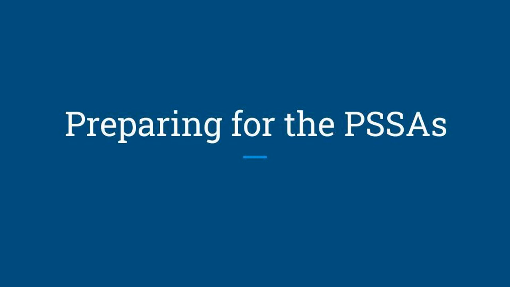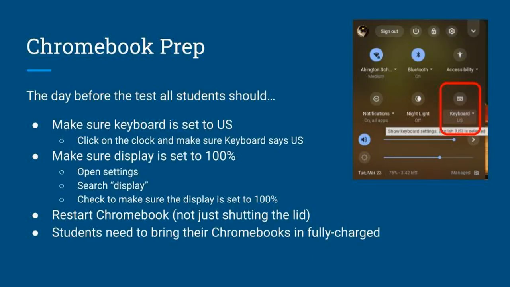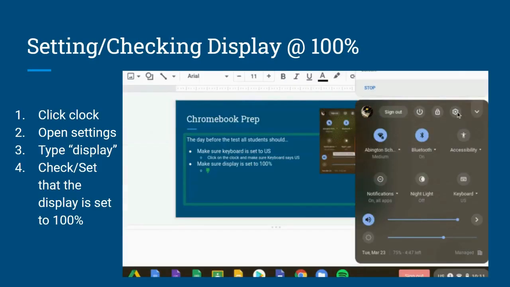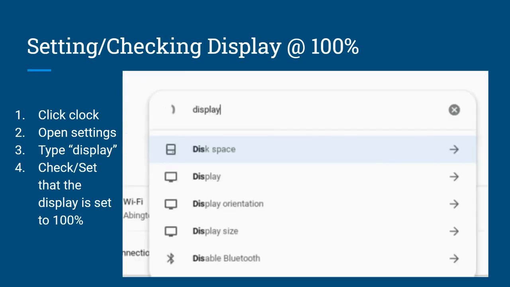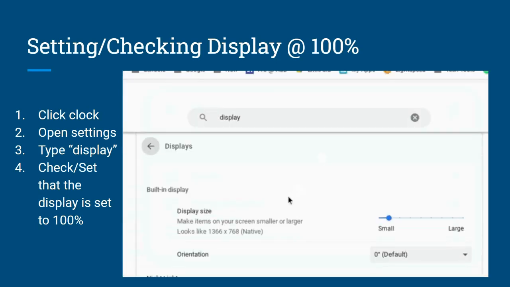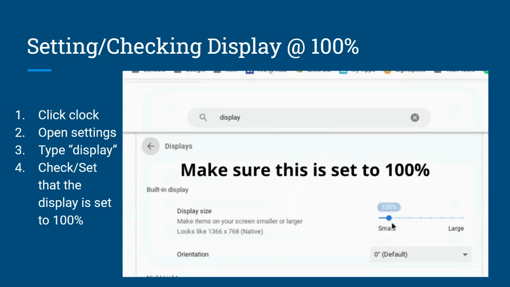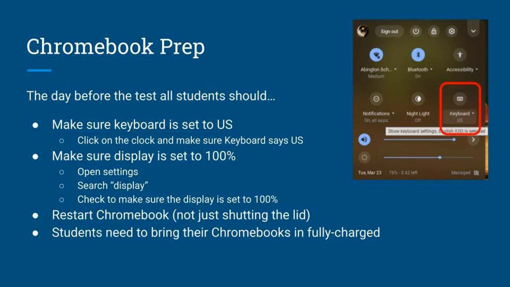Preparing for the PSSAs. To make sure that the Chromebooks are ready for students, there are a few things they need to do. First is open up their settings and check that their keyboard is set to US. Next is open up their settings, search display, and make sure their display is set to 100%. Before the test, they're going to need to restart their Chromebook, not just shut the lid. Students also need to bring in their Chromebook and make sure it is fully charged. I will share a video shortly that will guide you and your class through these steps in more detail to make sure that all Chromebooks are ready for the PSSAs.